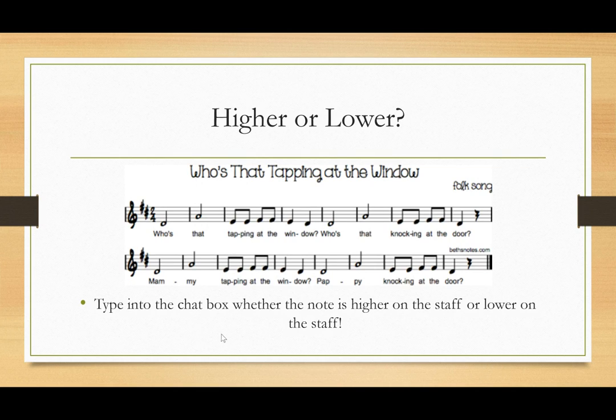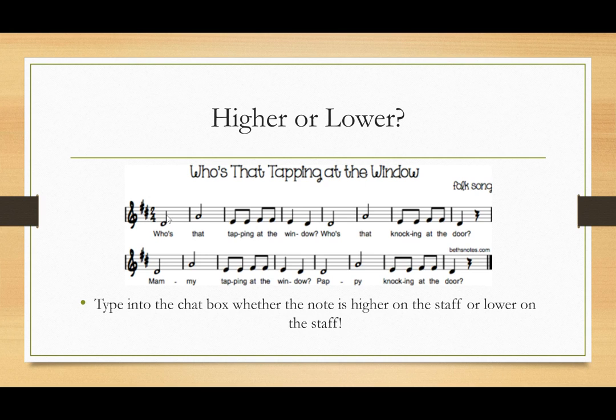All right. In class, we're going to do this with the chat box, and I'm going to have you go ahead and type in whether the note is higher or lower. But if you're at home, just go ahead and say it out loud or think it in your head. So from this note to this note, is the second note higher or lower? Give you a second to think about it. If you wrote higher, you are correct.